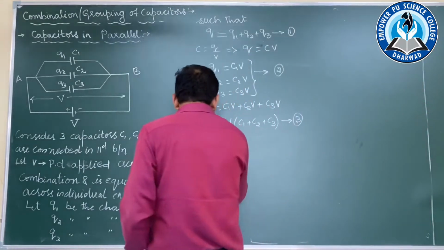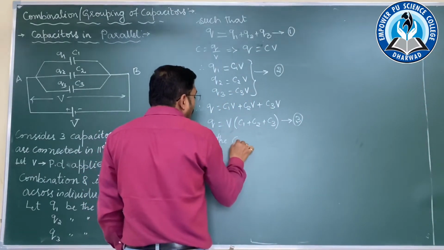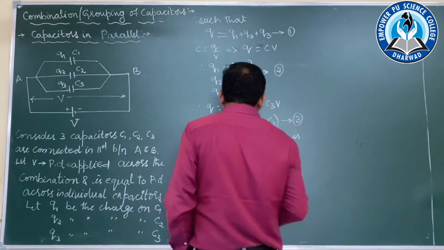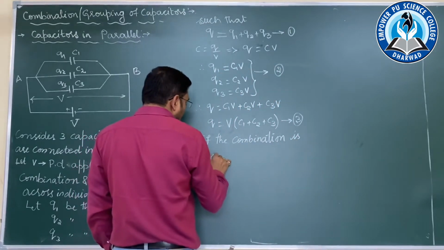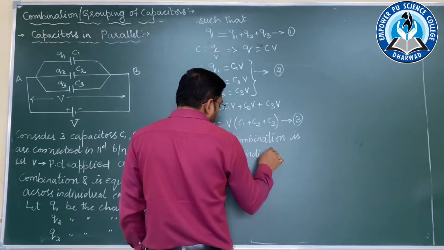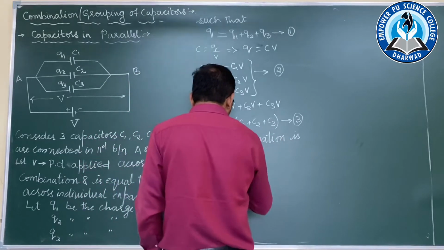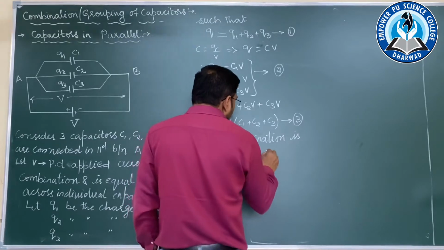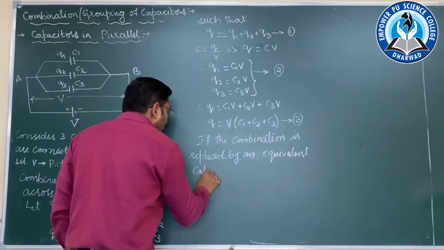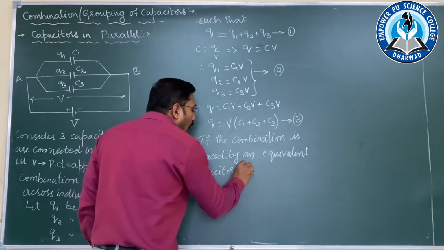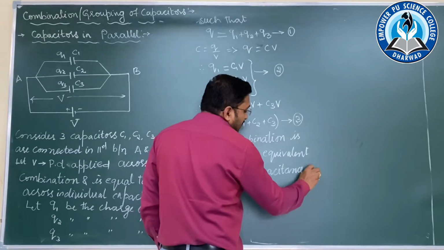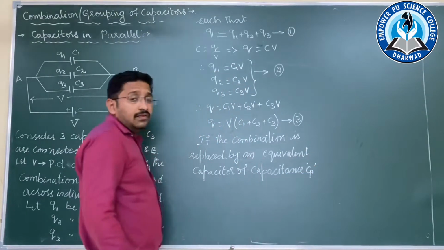Now, if the combination is replaced by an individual, or we can call it an equivalent, capacitor of capacitance CP, that is the equivalent capacitance.